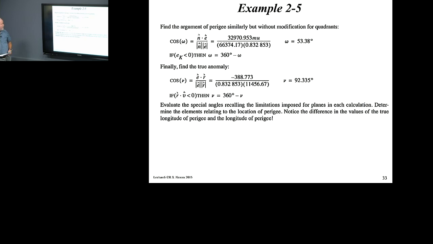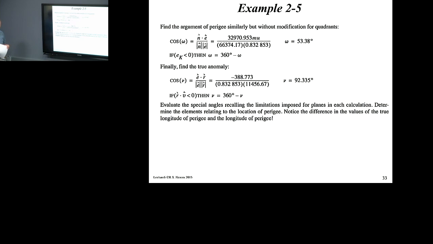And then similarly for the argument of periaps, again, the angle between the node vector and the eccentricity vector. The true anomaly is the angle between the eccentricity vector and the position vector. And so you get these angles out.